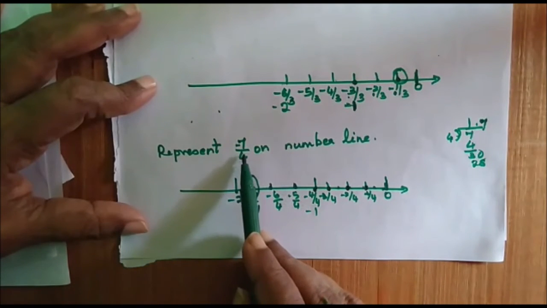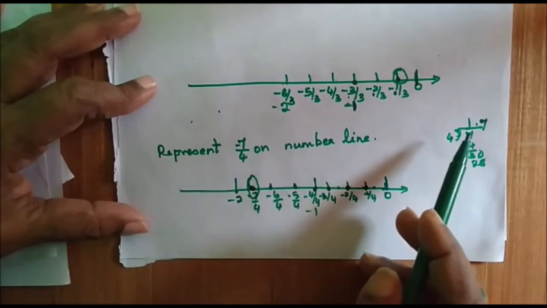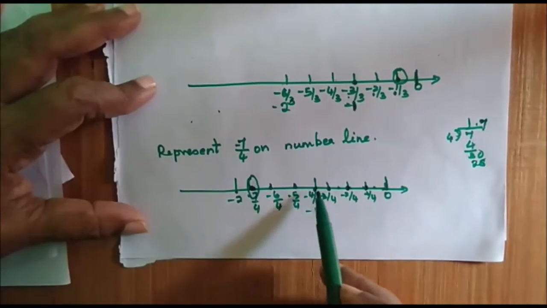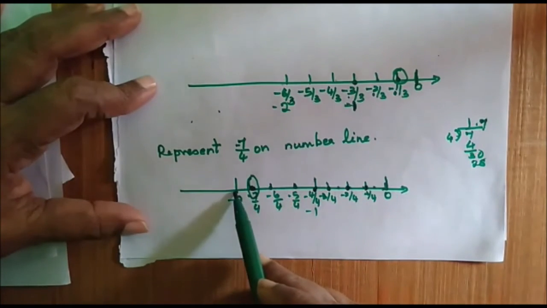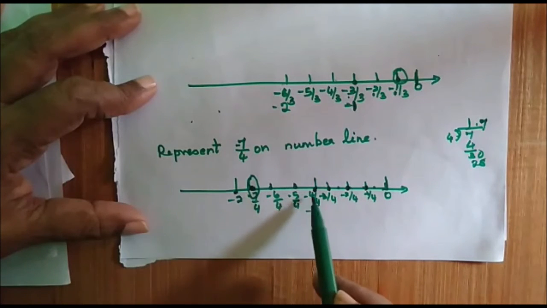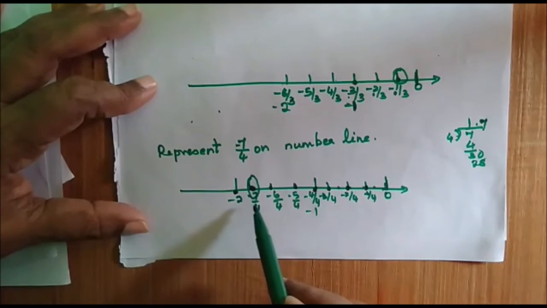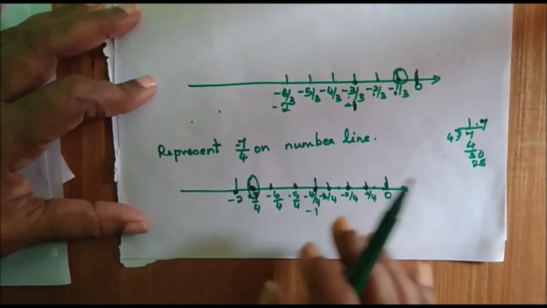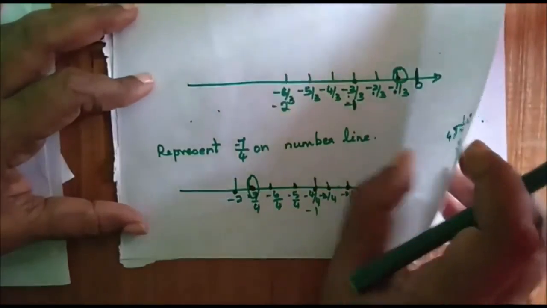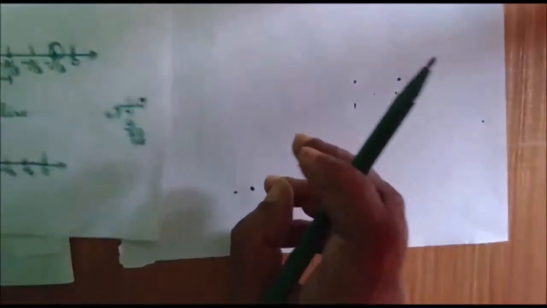First, just find the location of it. I got it as 1.7, which means it lies between minus 1 and minus 2. You divide it into 4 divisions, 1, 2, 3 and 4. And then we can plot our number minus 7 by 4. This is how we represent numbers on the number line.